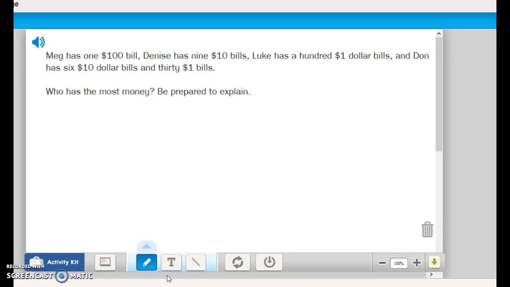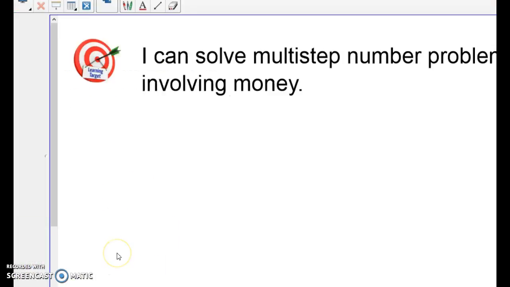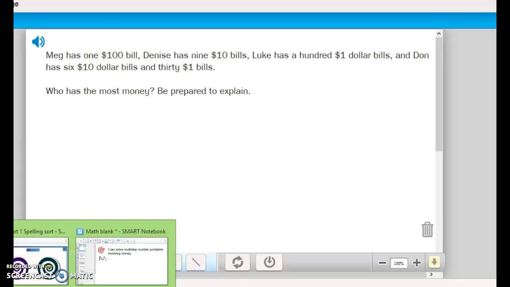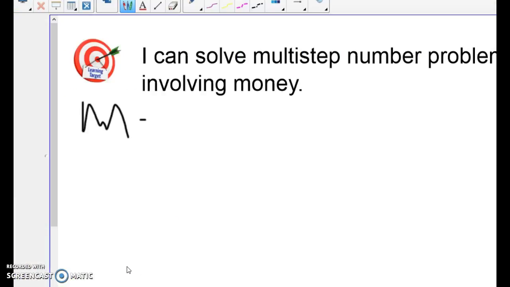So let's see if it lets me actually write here. What I'm going to do is convert this into all the same things. I'm going to put an M here. It's not going to let me do that, so I'm going to switch screens. I'm going to put an M for Meg. And since we're talking $100 bills, $10 bills, $1 bills, I'm going to make these all into $1 bills. If you have a $100 bill, that's really the same as 100 ones.